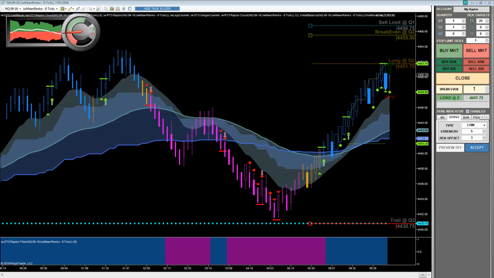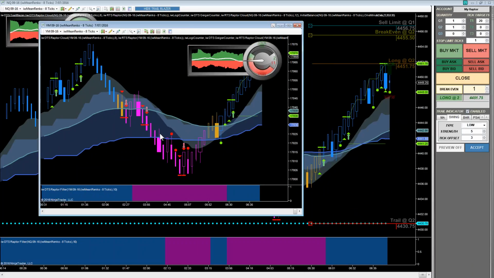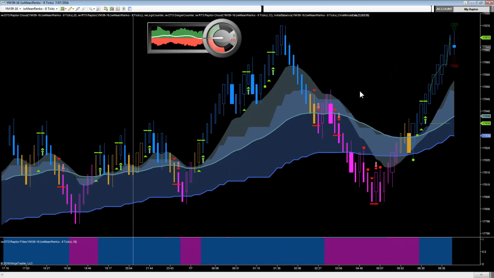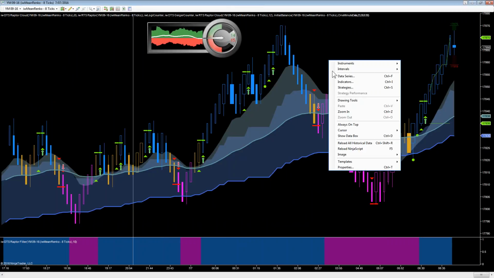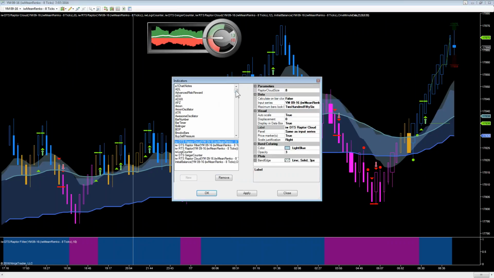Let's bring over a YM chart. Here's the YM on the Raptor. It's really quite simple to do. Right-click on your chart. And then when you go down to your indicators here, you're going to find IW RTS Raptor Cloud. Double click on that and you're going to get two Raptor clouds in your indicator assortment.